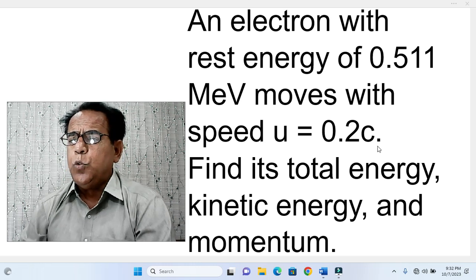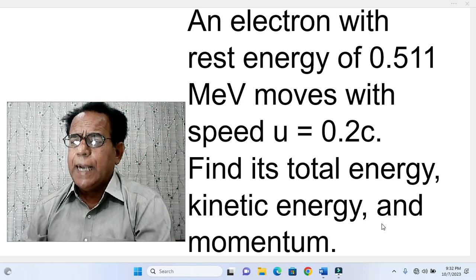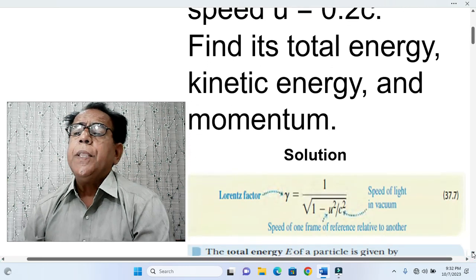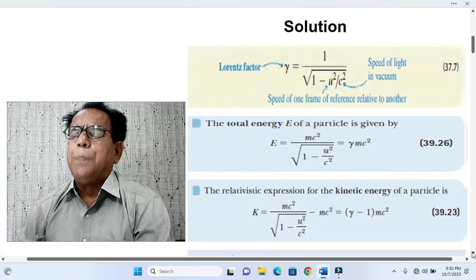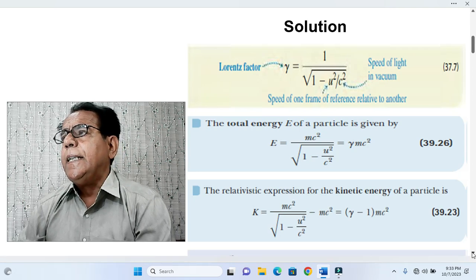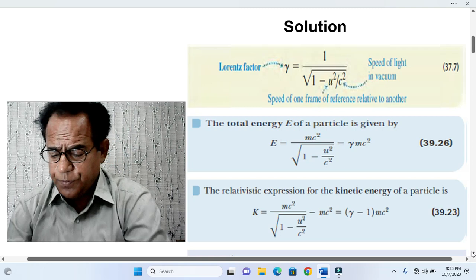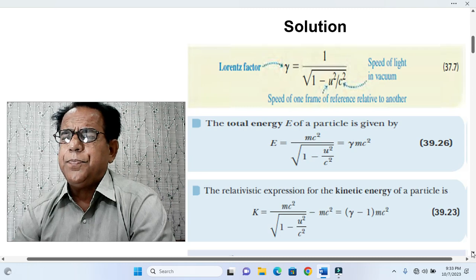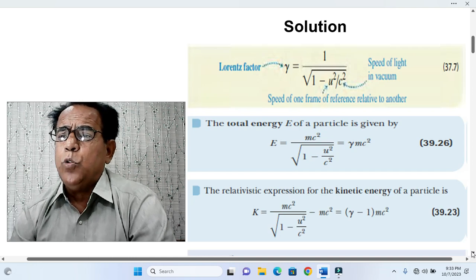Yes students, we have to find out three things: total energy, kinetic energy and momentum. In order to find these, we will take resort to a lot of snapshots from different books, which will provide us a guideline regarding the solution of this problem. We discuss these snapshots shortly, one by one.